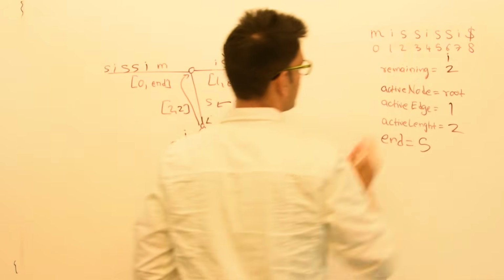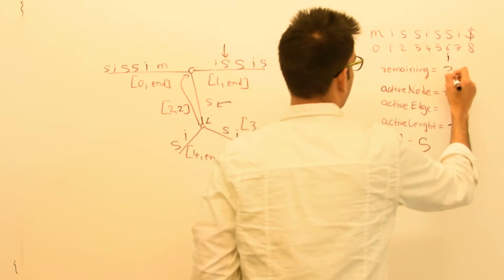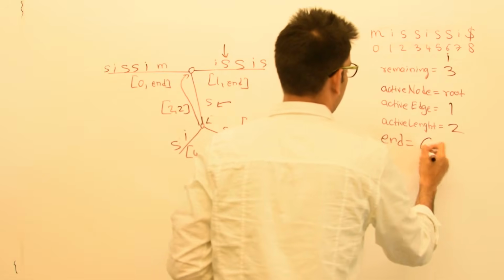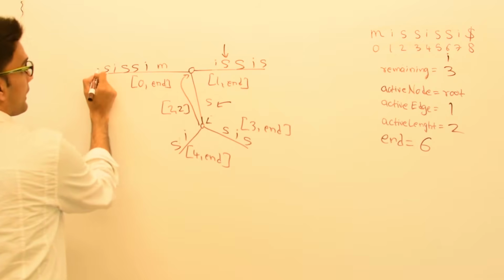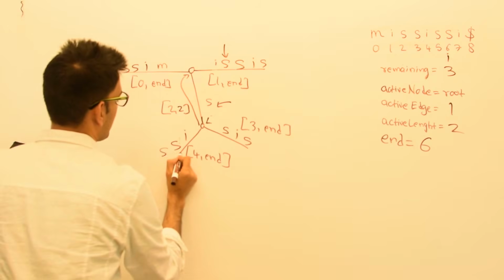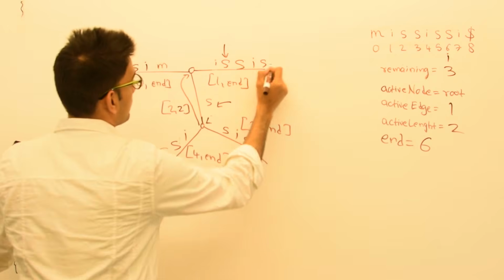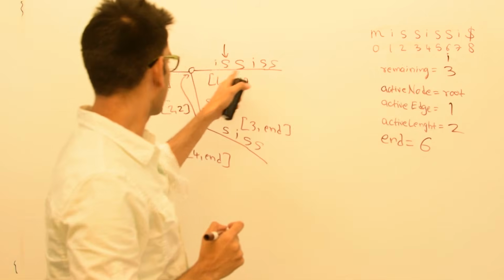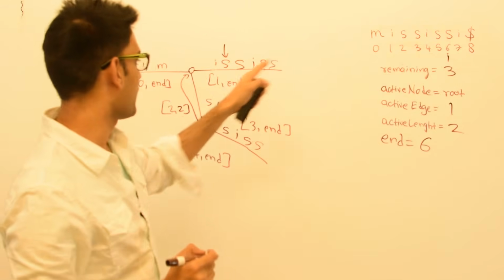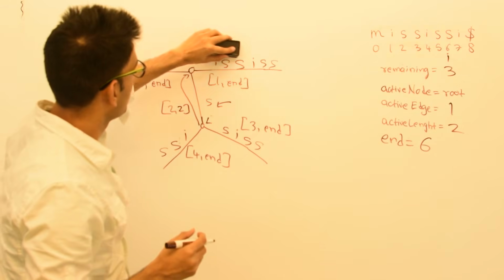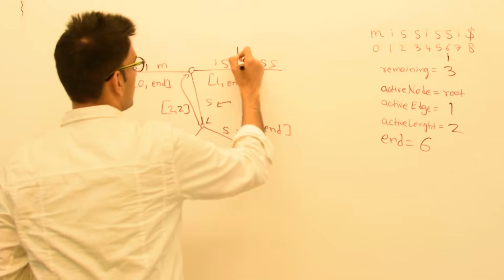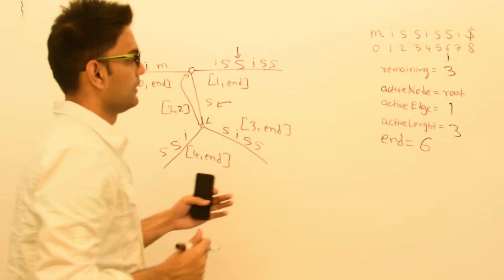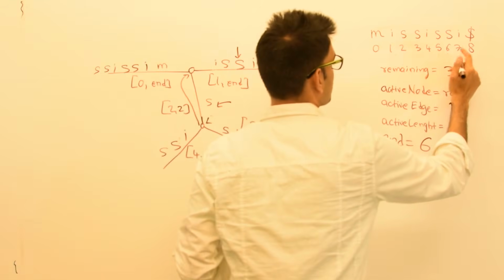So I becomes 6, remaining becomes 3, and end becomes 6. So as soon as end is 6, there is an S at the end here. Then I check, is the next character from here S? So the next character from here is S. So again, we do nothing. Rule 3 extension happens, all we do is change our active length. So this is where the next phase will start. So again, we end the current phase, start the next phase.